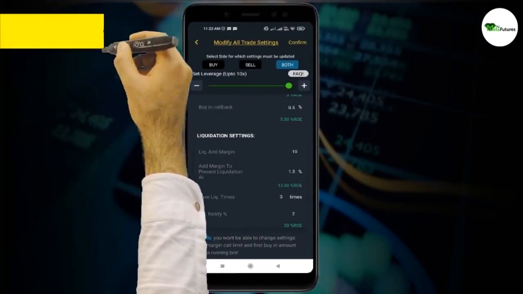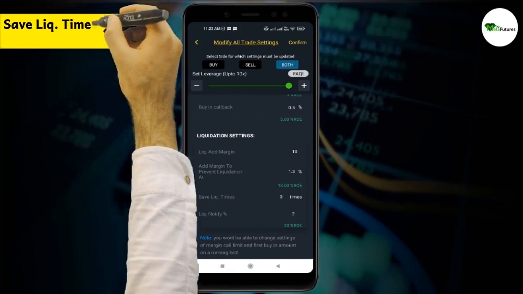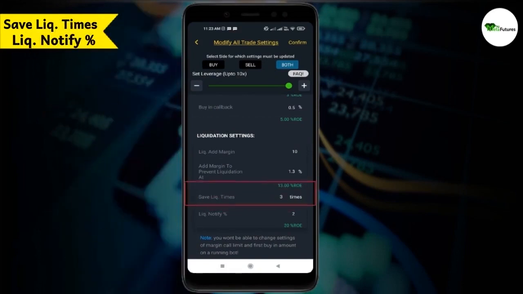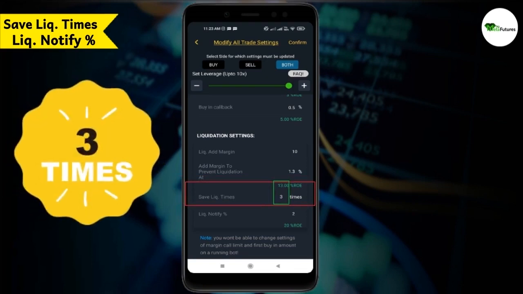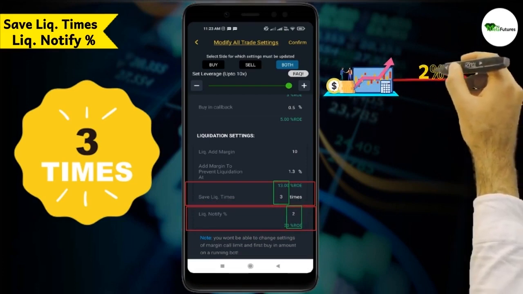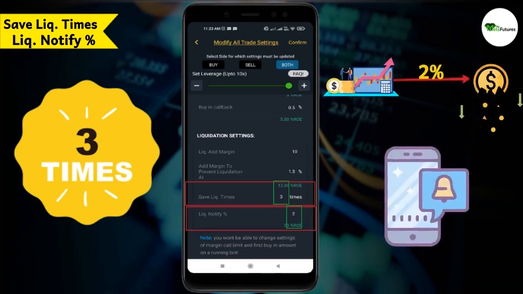Next is save liquidation times and liquidation notify percentage. Save liquidation times is the number of times you want to add liquidation margin automatically by the bot. As I have entered 3 times in save liquidation times, the bot will add the liquidation margin amount 3 times. Next is the liquidation notify percentage. In it, I have entered a 2% value. When the margin between the current price and liquidation price remains 2%, then the bot will send a notification on your phone.